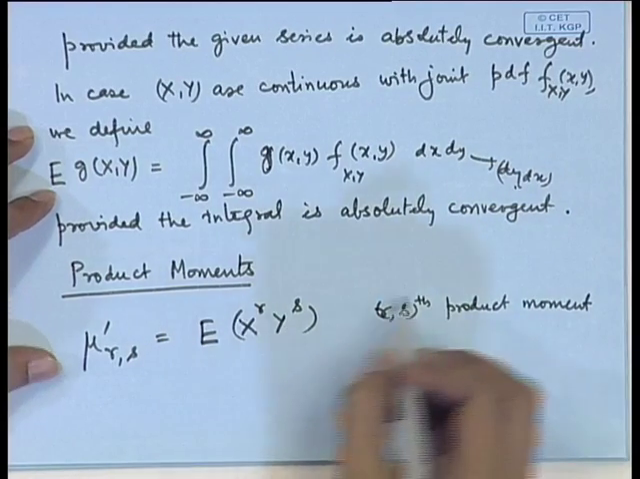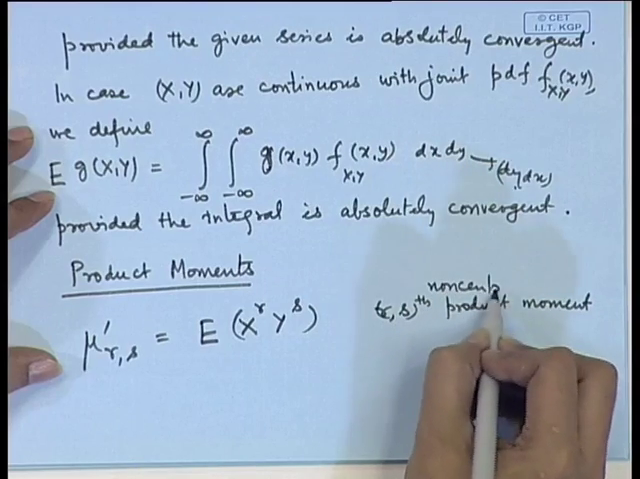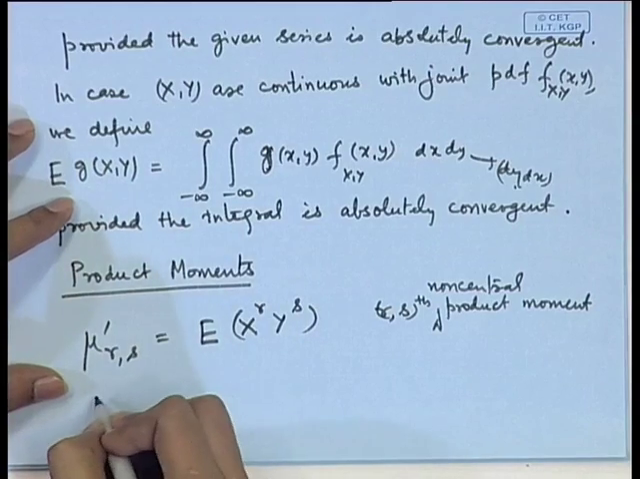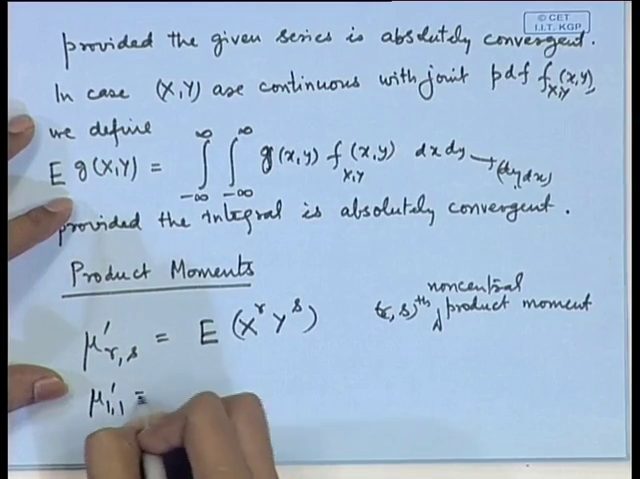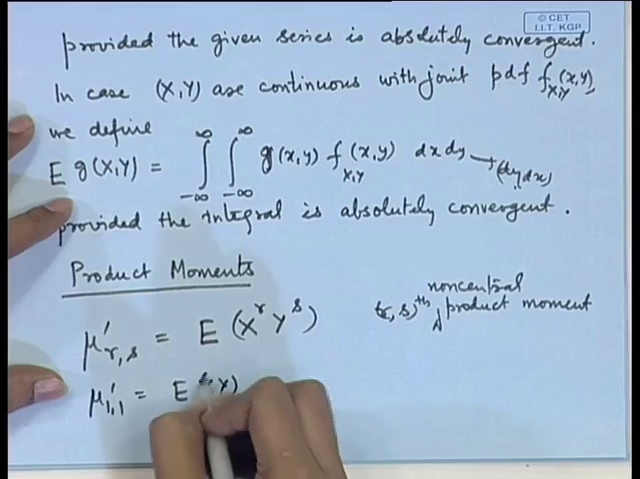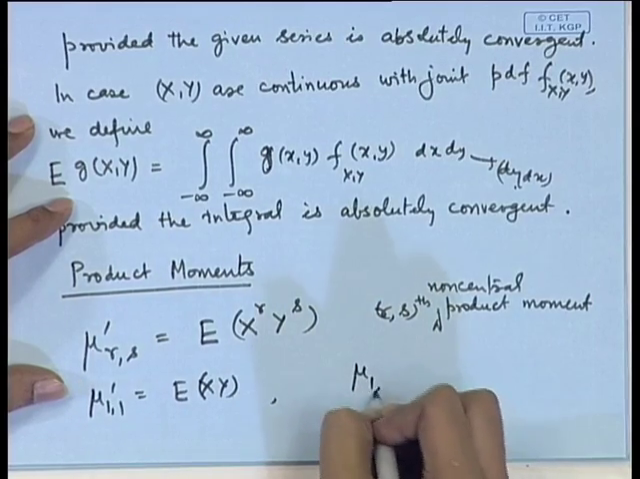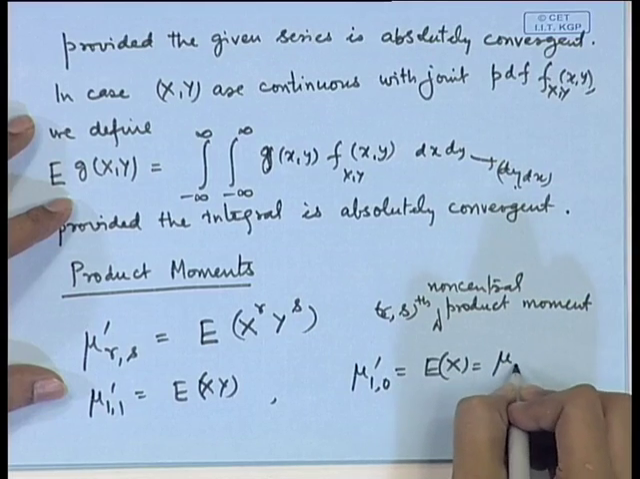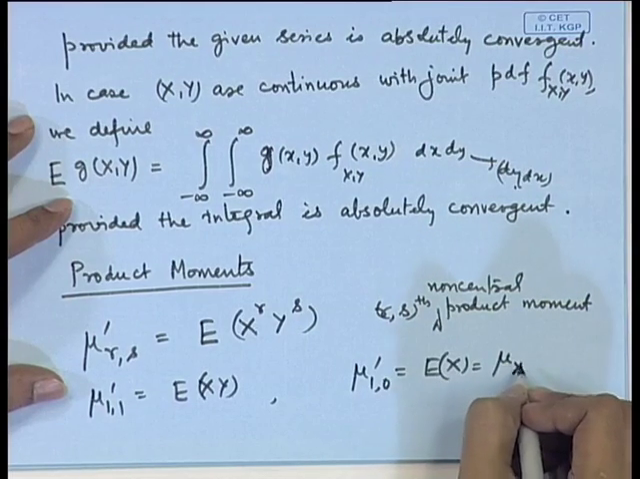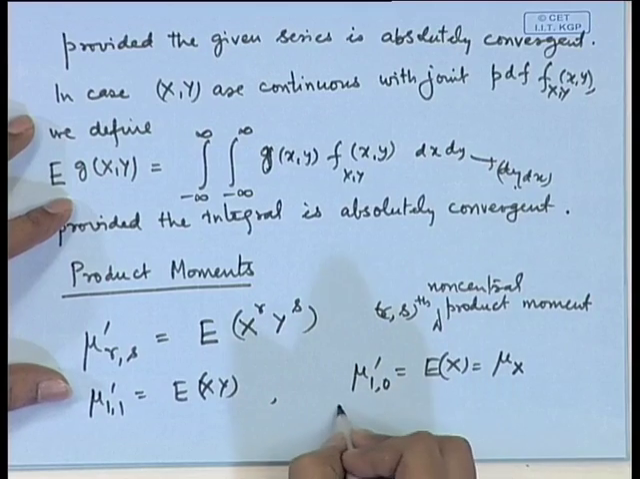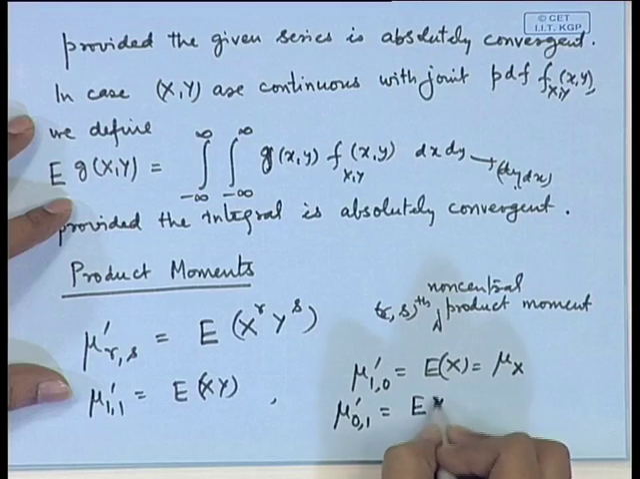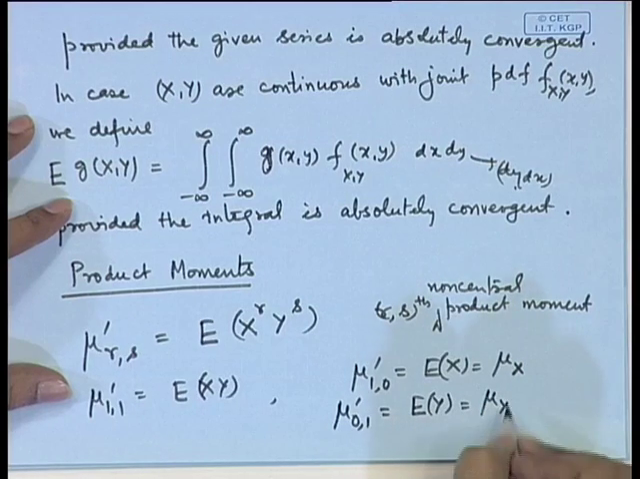Now, this is a non-central moment. As we had seen in the univariate case also, we can define central and non-central moments. So, in particular we can consider mu'_{1,1}, that is equal to expectation of X into Y. If we consider mu'_{1,0}, that is expectation of X, that is the mean of X or the expected value of the random variable X. Similarly, if we consider mu'_{0,1}, that is equal to expectation of Y, that is the expectation of random variable Y.